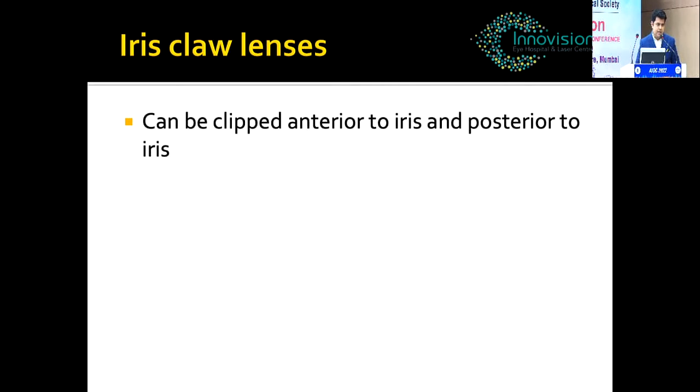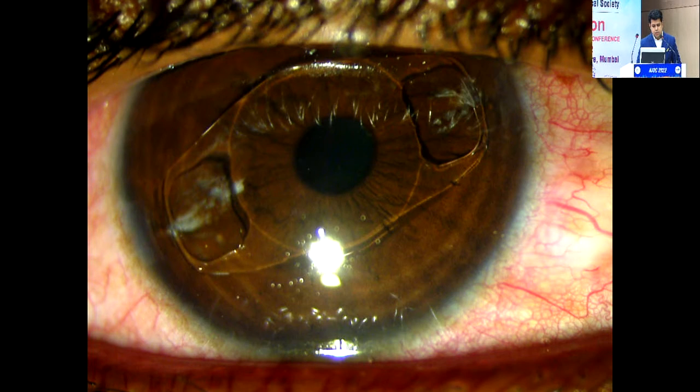Because this was my first secondary IOL, we know that the iris claw can be clipped anteriorly or posteriorly. The anterior indications are different, mostly for correction of myopia, and posteriorly, the iris claw is put mostly for aphakia. This is one of the patients that I had seen, not operated by me, but as long as the iris claw is placed and enclavated anteriorly, it is very close to your endothelium. So the chances of decompensation are very high.